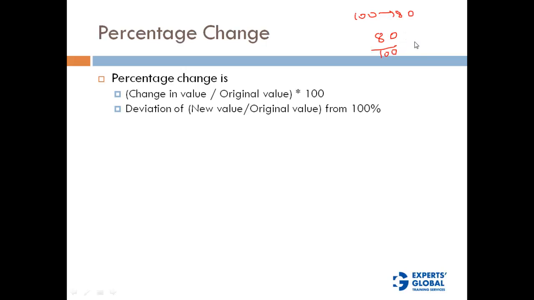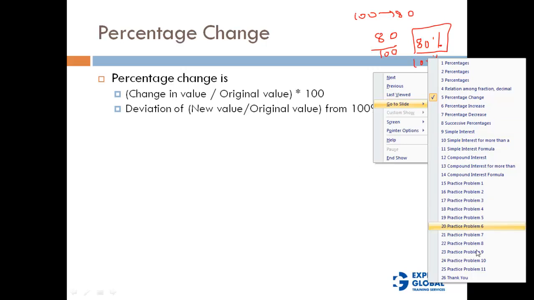This is how much? This is 80%, right? 80 by 100 is written as 80%. How far is 80% from 100%? It is 20% away, right? So this is 20% decrease that we are talking about. So let's see them in action. Let's solve some problems.